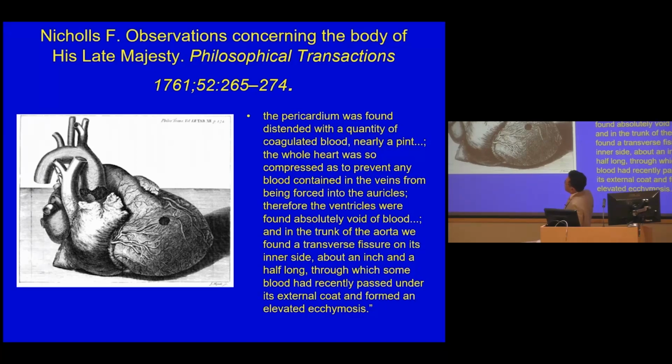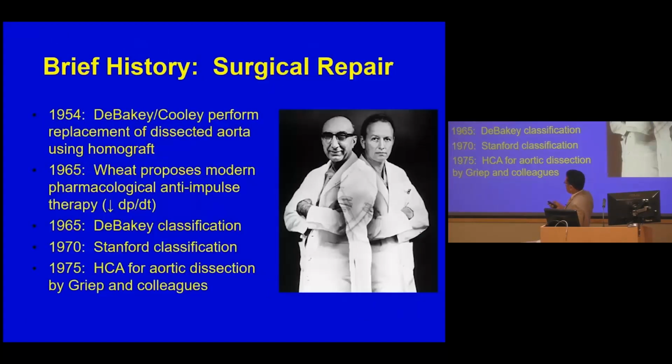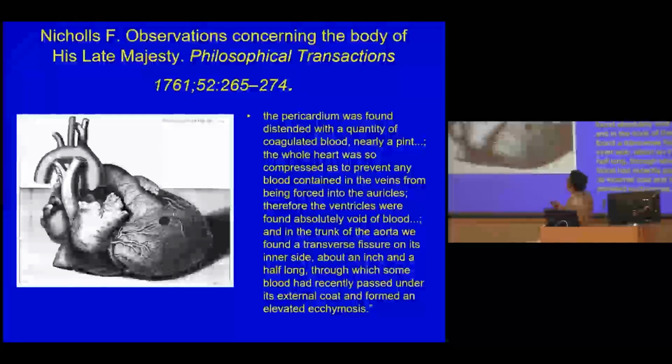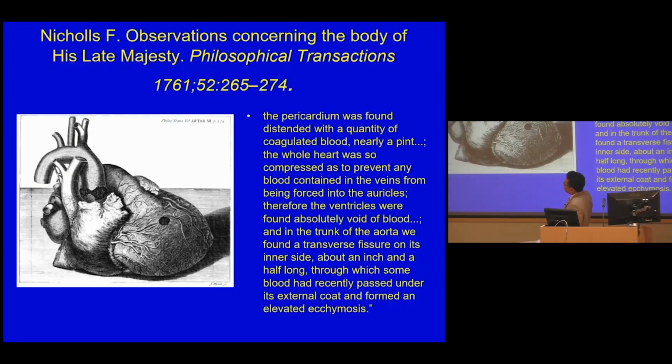He describes it as: the pericardium was found distended with a quantity of coagulated blood, nearly a pint. The whole heart was so compressed as to prevent any blood contained in the veins from being forced into the auricles, which is the atria. Therefore, the ventricles were found absolutely void of blood, and in the trunk of the aorta, we found a transverse fissure. And this is one of the cartoon renditions of his autopsy.